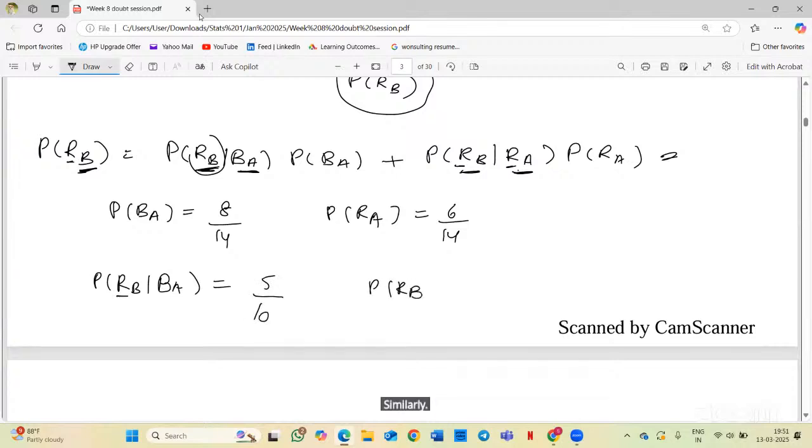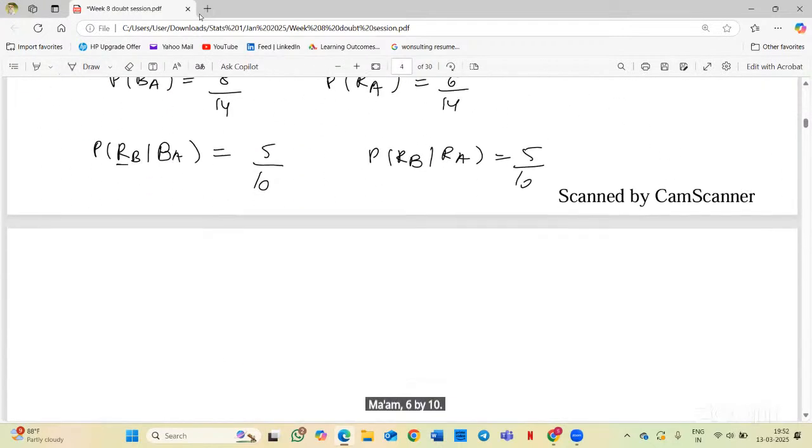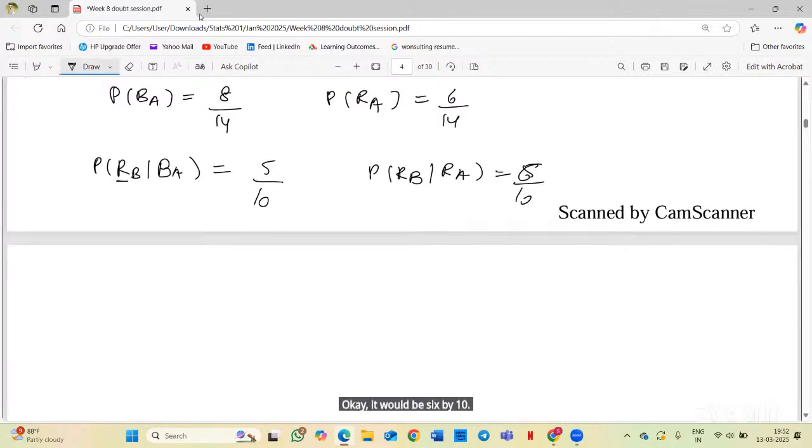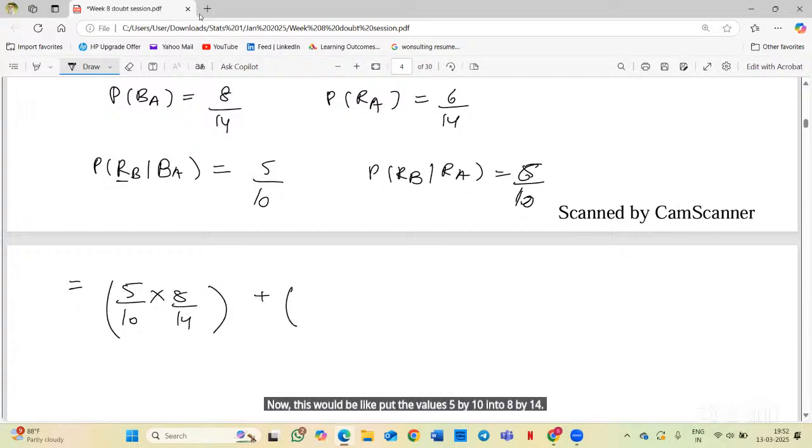Similarly, probability of RB given RA, if I'm transferring a red ball, it would be 6 by 10. So just put all these values: 5 by 10 into 8 by 14 plus 6 by 10 into 6 by 14.